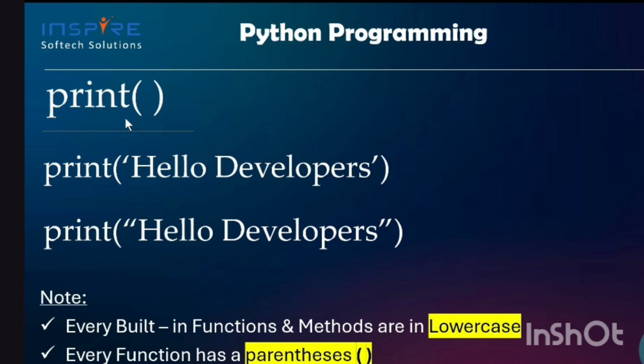Next, the print function. In most cases we always want to do some task. It means we want to print our dataset, or output, something we are feeding in the code. So we want to print something, like if you are going for a Xerox, what we are asking is just print, how many copies we want. Same like that. Every built-in function and method is in lowercase. You can see in print, all the letters P, R, I, N, T are in lowercase only, not in uppercase. We have to remember this.